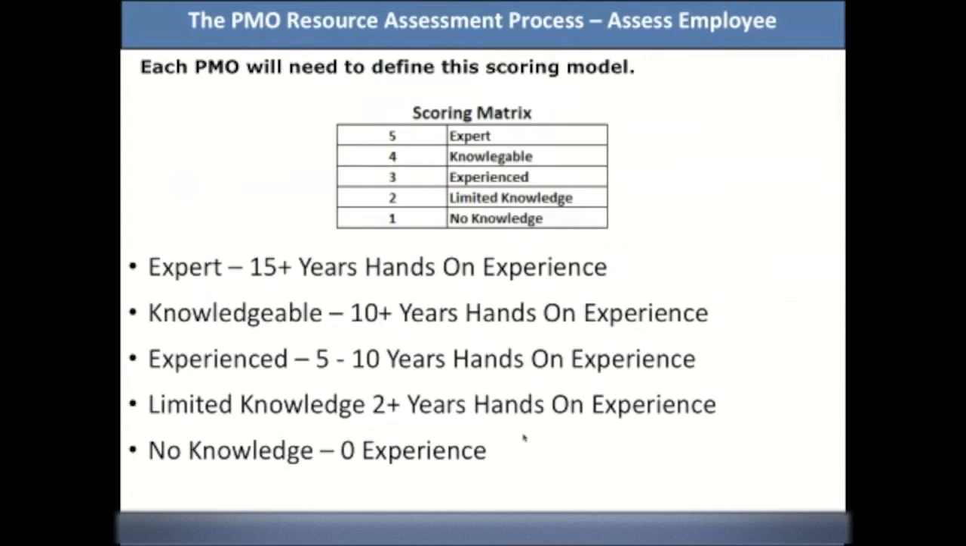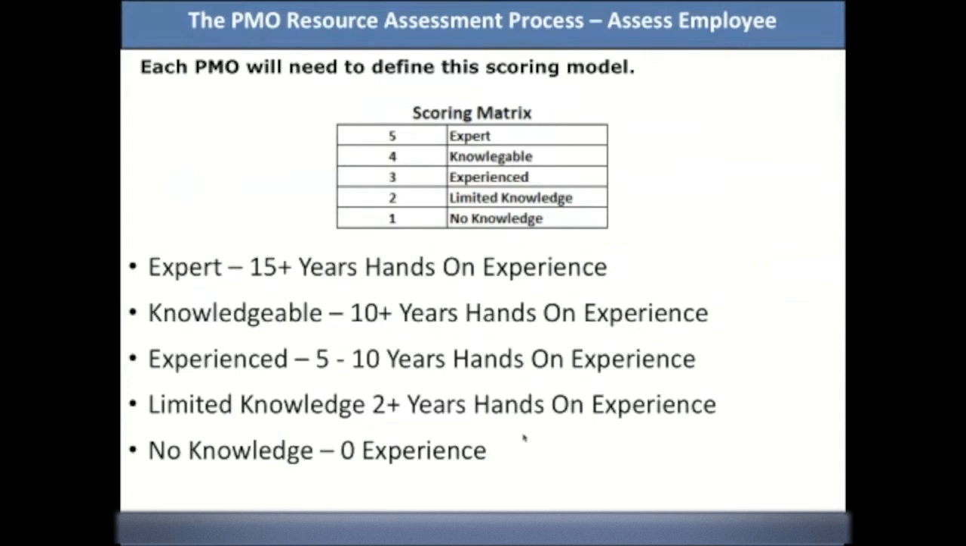Hands-on experience and years of hands-on experience tends to feel very good. If you're 15 plus years hands-on doing something, you're probably an expert. Now, this is a plus or minus, and you can adjust this, but I'm just giving you the initial take here. Knowledgeable 10 plus, experienced 5 to 10, limited 2 plus, knowledge 0, no knowledge 0 experience. So again, you can adjust these years, but you have to start someplace. And so I would start with this scoring matrix and just understand that it's going to be challenged.